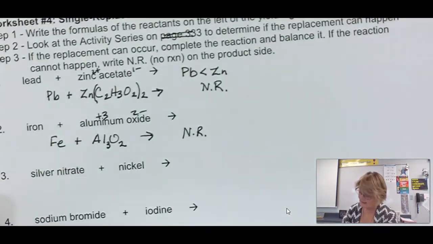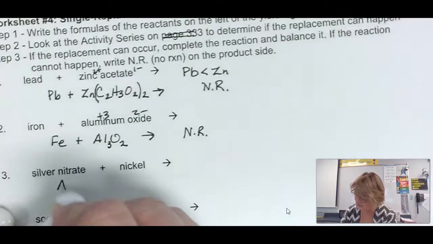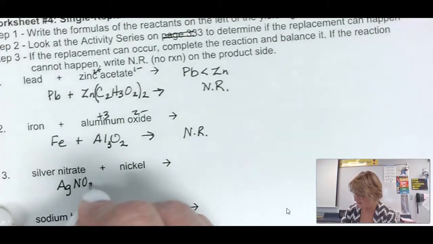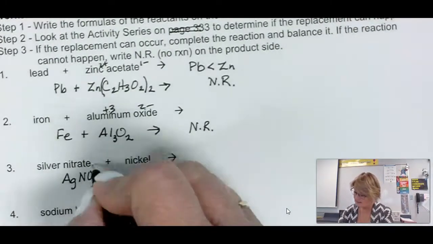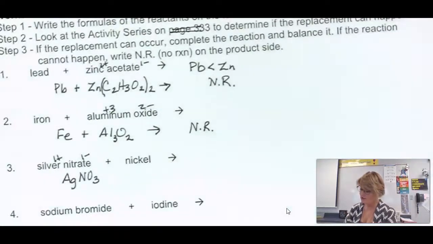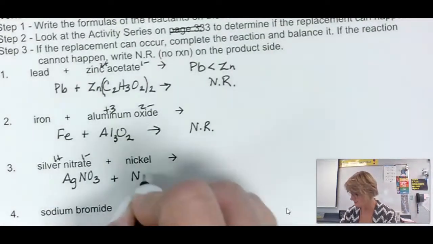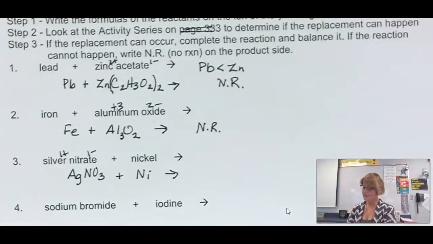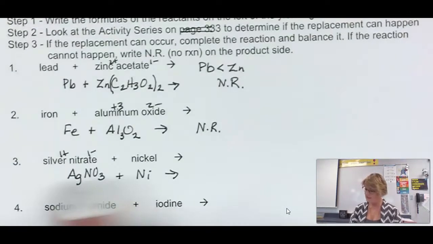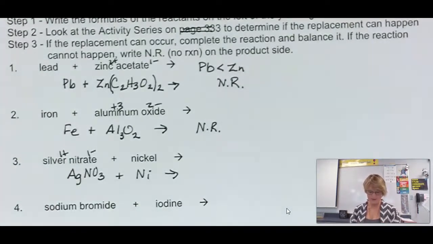Okay, next one is silver nitrate, AgNO3. Check your charges. Nitrate is NO3, and it is a 1-. Silver is a 1+, so I do not need any extra charges, plus nickel. Now this is written backwards, but that's okay. We need to see, is nickel stronger than silver? Is nickel stronger than silver?